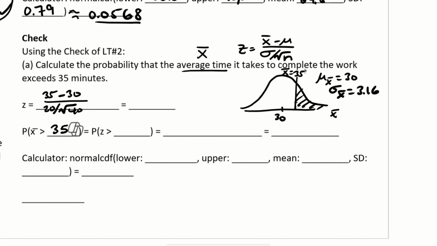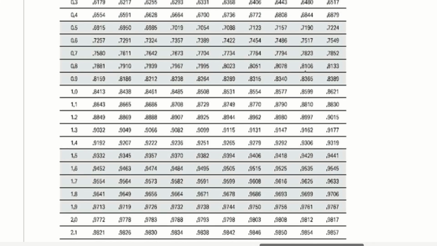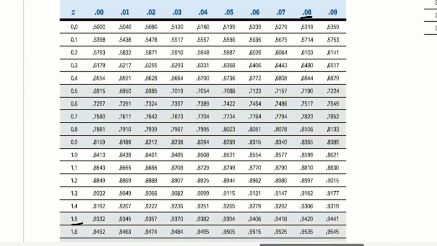Okay, so let me just write it here. It's 5 over 3.16, which is approximately 1.58. So that's our z-score. We want the probability that's greater than 1.58. So we got 1.5 right here, and then 8. Then we go down there, and go across there. Looks like they both cross right around there.